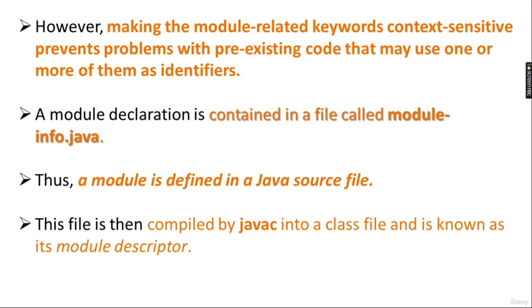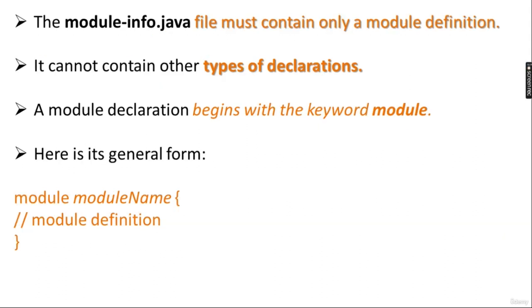The module declaration is contained in a file called module-info.java. That is, the module is defined in a Java source file. This file is then compiled by the Java compiler into a class file and is known as a module descriptor. The module-info.java must contain only a module definition. It cannot contain other types of declaration. Only module related information will be contained in that.